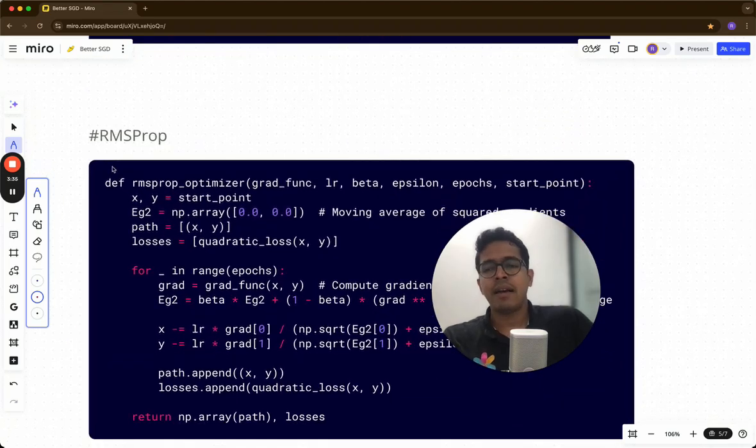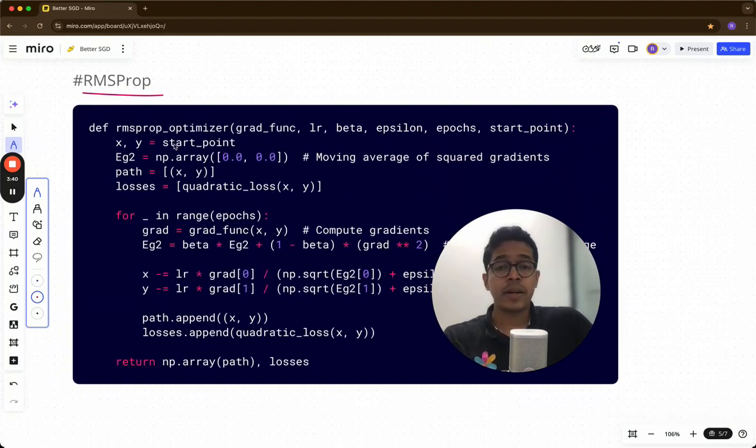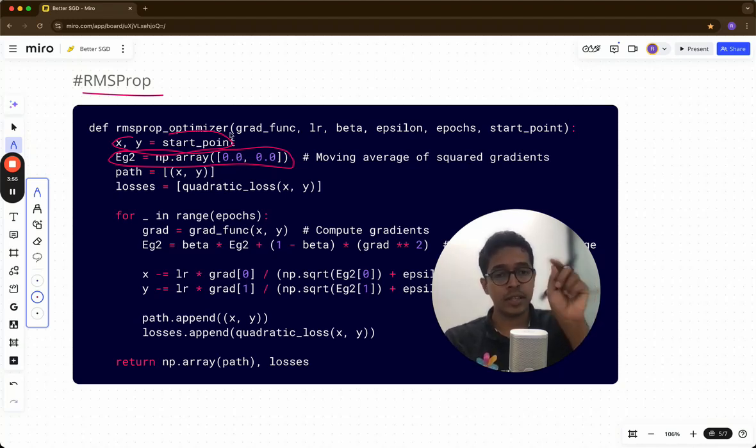Then we have another function for implementing root mean square propagation. Root mean square propagation is fairly easy as well. So we have a starting point. Then we have the average of the square of gradient. Initially, we are starting with 0 because even in momentum, if you remember, we started with 0 velocity in the first time step. Exactly, we'll be doing the same thing here. And the initial path will be in the path variable. We will be storing the initial path x and y points.